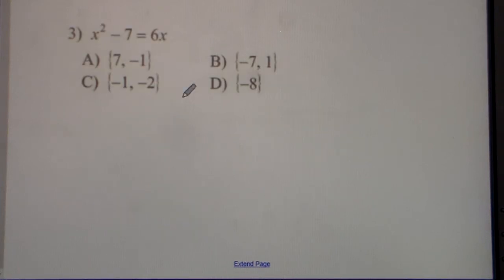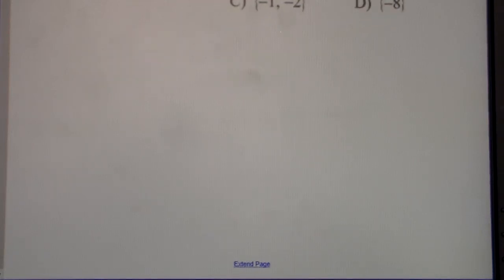Let's do another one. Problem number 3. We have x squared minus 7 equals 6x. We use our inverse operations. So we're going to move that positive 6x over to the left-hand side by subtracting 6x from both sides. And we get this equation right here. We get x squared minus 6x minus 7. This is imaginary 1 in front.